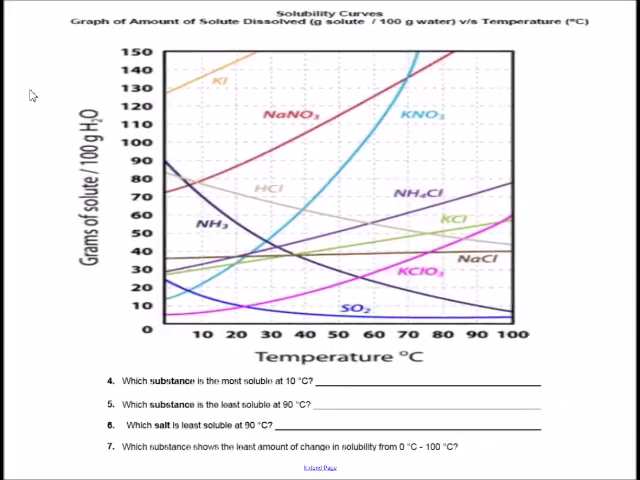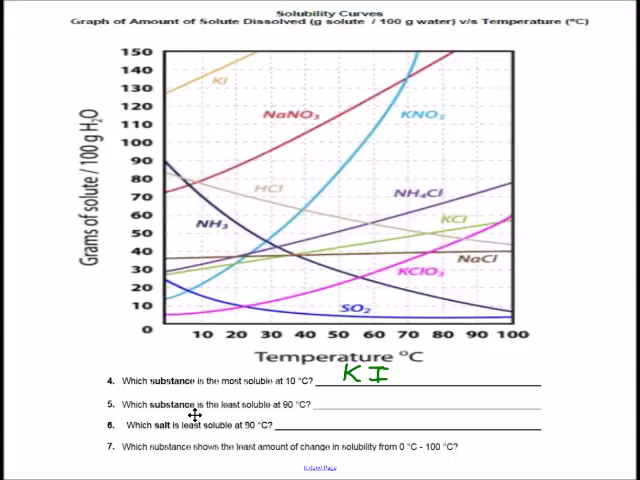Okay, question 4. Which substance is the most soluble at 10 degrees Celsius? So what I want to do is find 10 degrees Celsius here. This would be the least soluble, only 10 grams per 100 grams of water. So I'm going to go to the most soluble. I'm going to go all the way up here. The one up here is KI. So KI would be the most soluble. It can hold 135 grams per 100 grams of water.